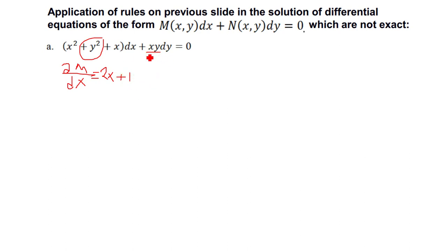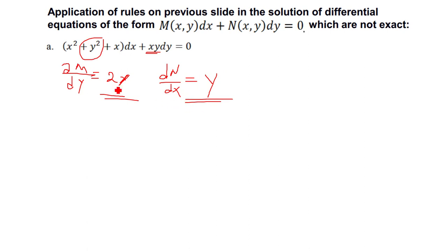Same applies when you find here, you find the derivative of this with respect to... sorry, I made a mistake here. I'm supposed to find the m dy, and then I'm supposed to find the n dx here. Yeah, so the m dy is not supposed to be this, it's supposed to be just 2y. And then here the n dx is just going to give me y. So now you see that the m dy is not equal to the n dx.